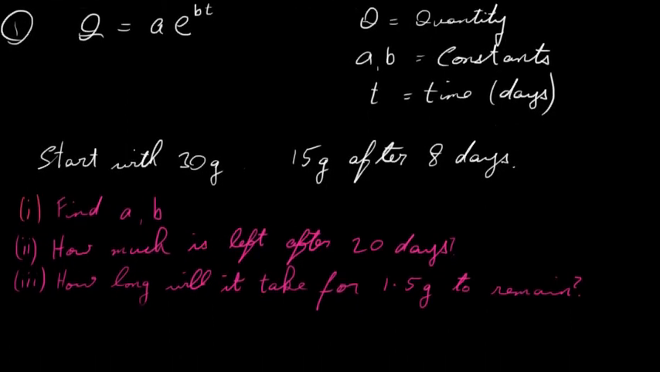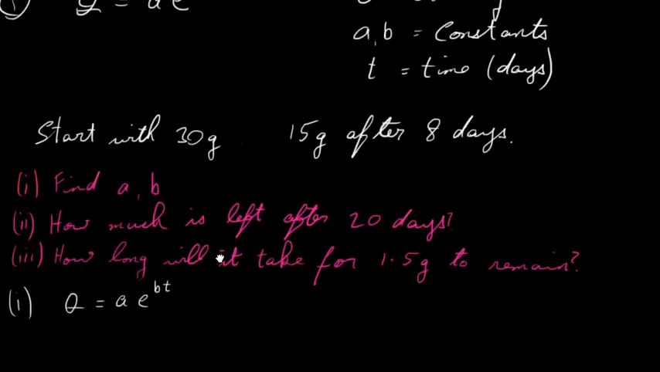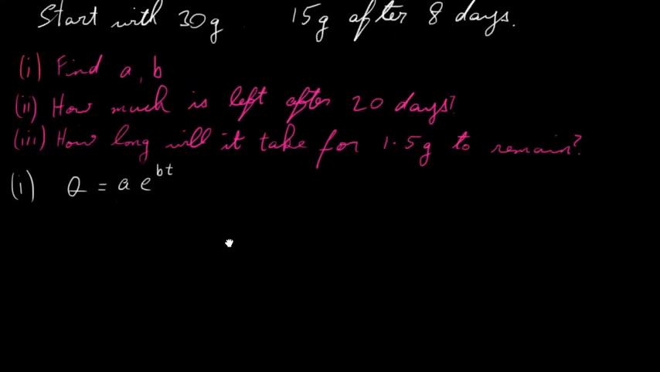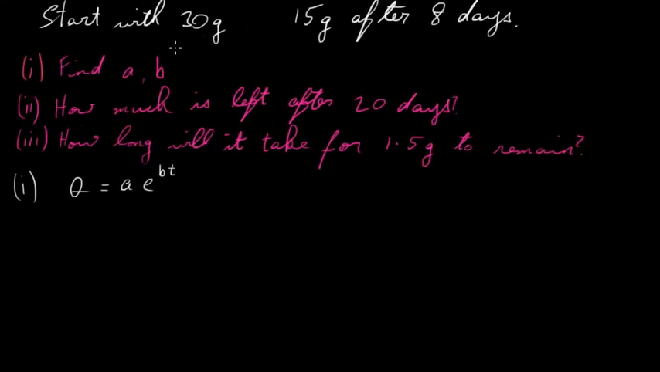So this is part 1, we'll start with our formula. Q is equal to A e to the power of bt. Now, we're told here that we're starting with 30 grams. So in other words, T is equal to 0, and our Q here is going to be equal to 30. So let's put that into our formula. We're going to end up with 30 is equal to A e to the power of b times 0.